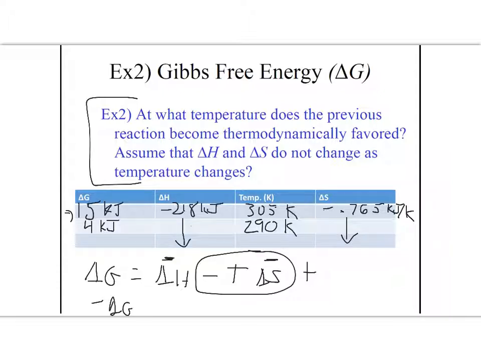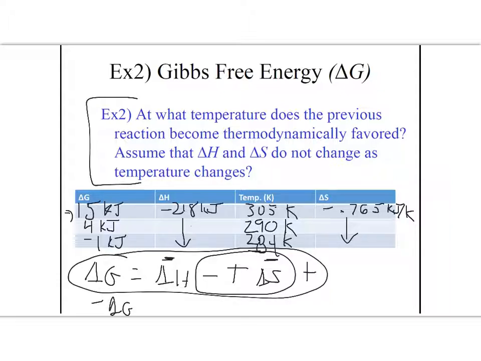So here I just took a shot and I said, okay, what if the temperature was reduced by 15 kelvins to 290? Well, when I calculate that out, I get 4 kilojoules. Okay, we need to go a little lower. So I did a couple of trials and I found this. 284 kelvins gives us a negative 1 kilojoules. So that tells us this. If we can decrease the temperature 21 kelvins to 284, we can make this reaction thermodynamically favorable. Again, folks, I just used this equation and plugged different values in for T.